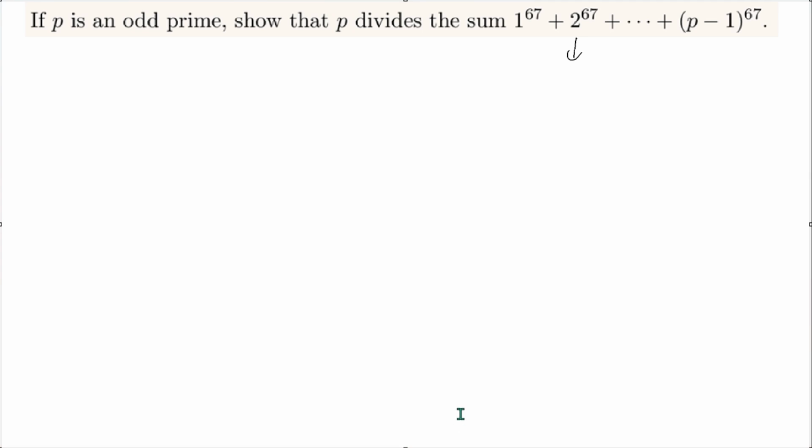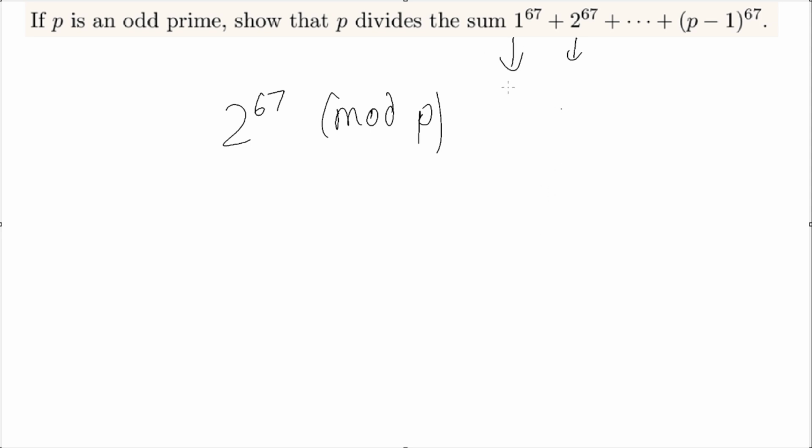So therefore, it makes sense to work modulo P. But we are stuck, because how do we reduce 2 to the power of 67 mod P? We may want to use Fermat's little theorem, but that doesn't help because 67 doesn't have a clear relation to the number P. So while we can't reduce that, let's go ahead and focus on what we can reduce. And we'll start with the first step.